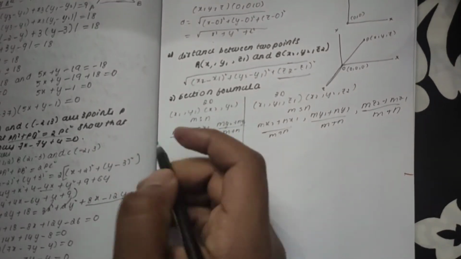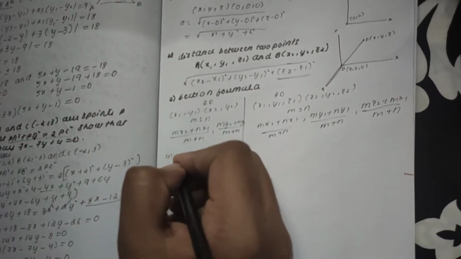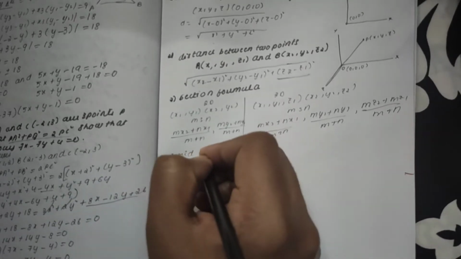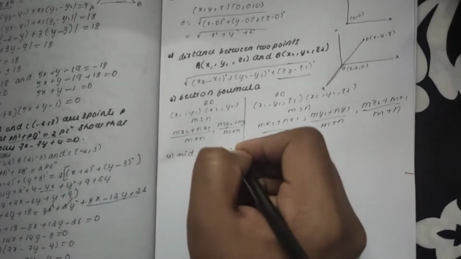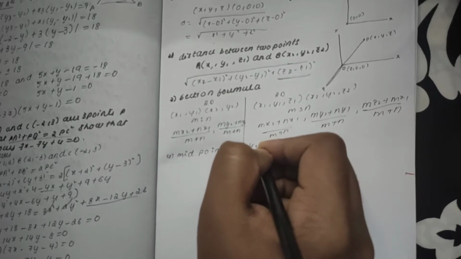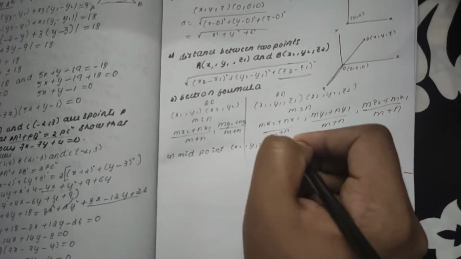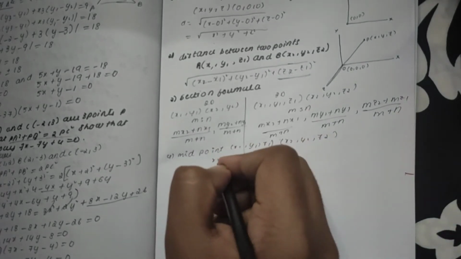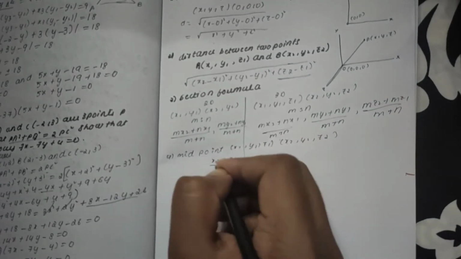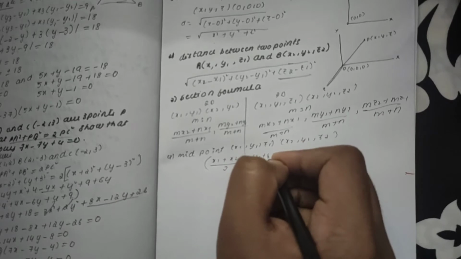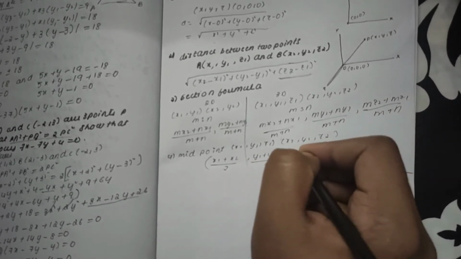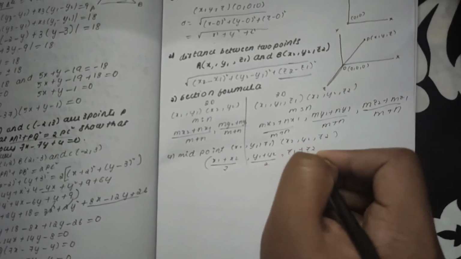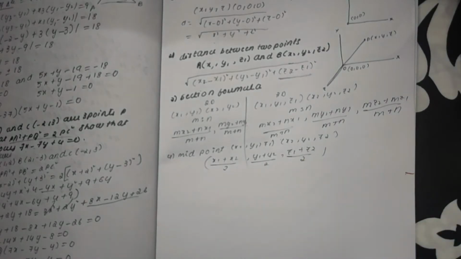And as we know the midpoint formula, the midpoint of x1 y1 z1 and x2 y2 z2 is x1 plus x2 by 2 comma y1 plus y2 by 2 comma z1 plus z2 by 2. So this is the midpoint of AB in three-dimensional.